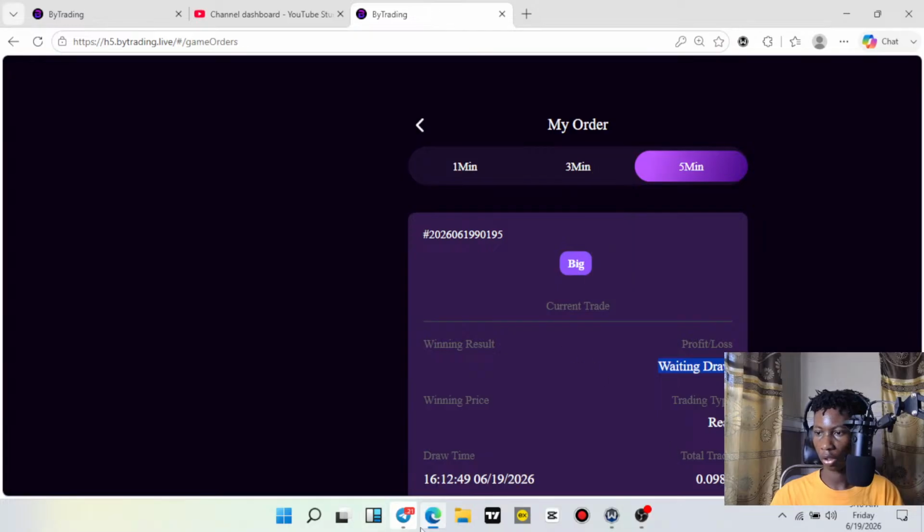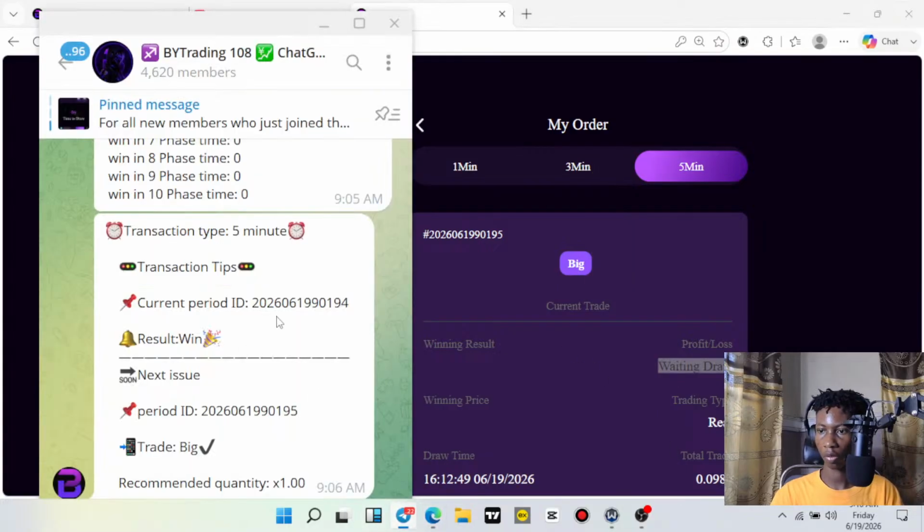And we can also be checking it out in their Telegram community. This is where they will update us, and you guys should always take note of this period ID.